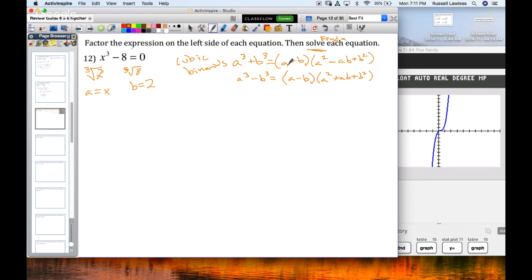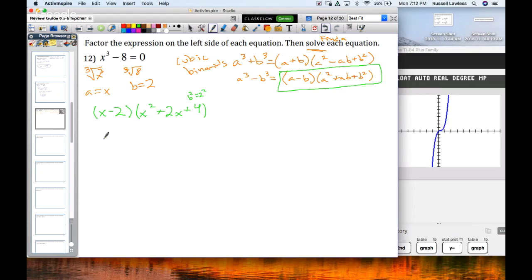So to factor this, I'm just going to use this half of the equation. Oh, wait, this isn't an addition. This is a subtraction problem. Using this half of the equation, wherever you see an a, plug in an x, wherever you see a b, plug in a 2. So that'll give me x squared plus 2x plus b squared, which is essentially 2 squared, which is 4.